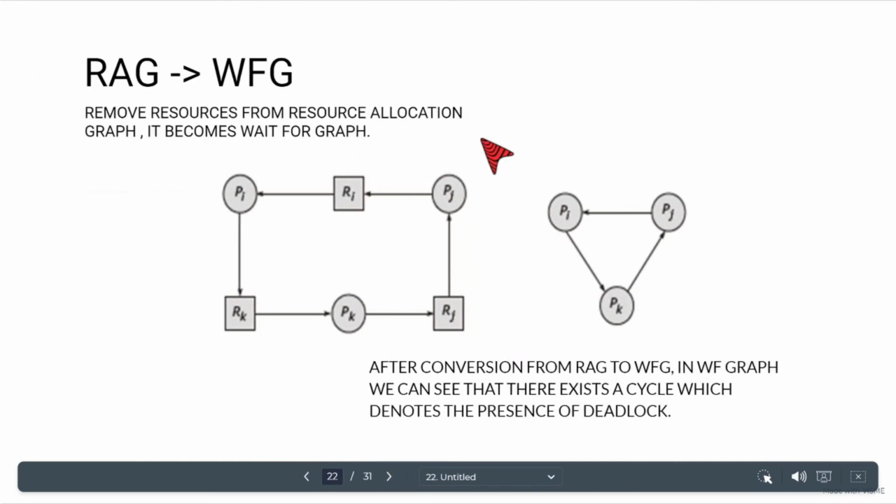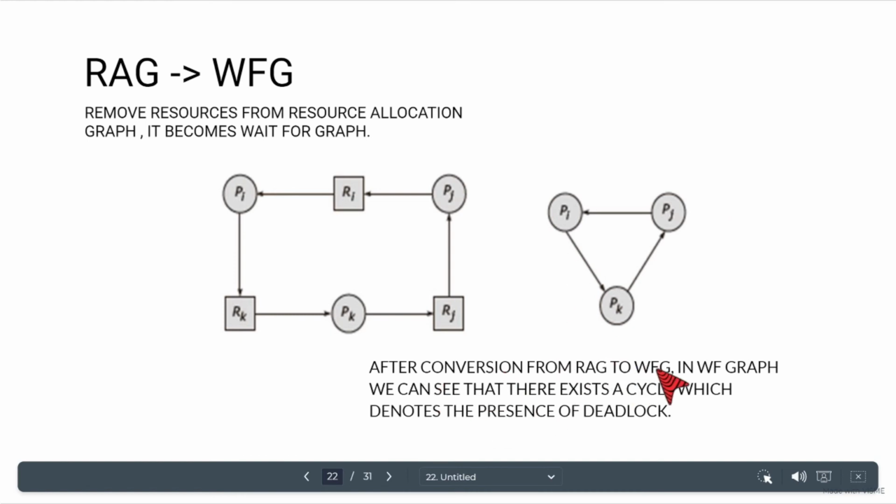This is the resource allocation graph. If we remove all the resources, we finally get this thing with only processes. This graph without resources, only with processes, is called a wait for graph. If we include the resources, then it is called a RAG, resource allocation graph. So this is how you convert a resource allocation graph into a wait for graph. In this case, you can see the processes are in a cycle. The arrow goes to PK, PK to PJ, PJ to PI, and again the same. So it follows a cycle, so deadlock is present in this graph.